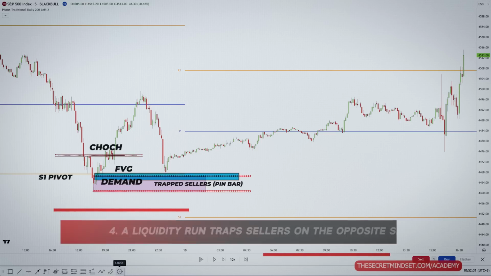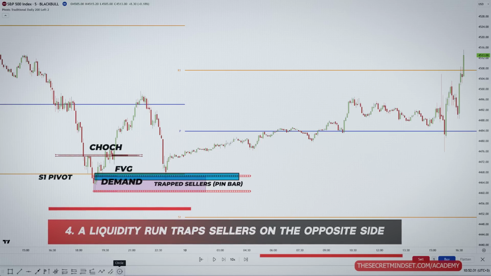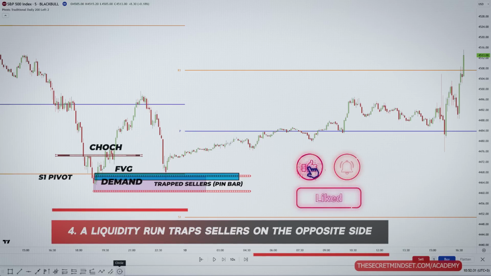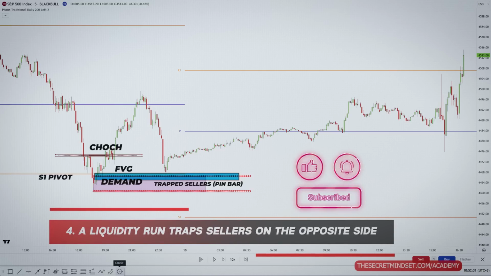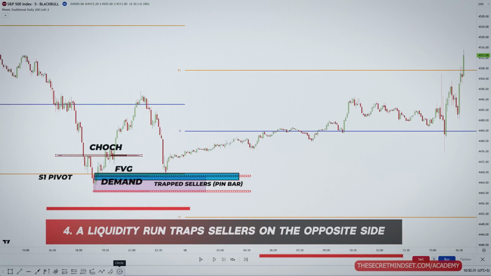Condition number 4 is also present. A liquidity run traps sellers on the opposite side. As the price moves lower towards the demand zone and the pivot point, it triggers a liquidity run, trapping sellers who had taken short positions in anticipation of a downward move. The liquidity run results in a quick upward spike, further validating the bullish momentum.